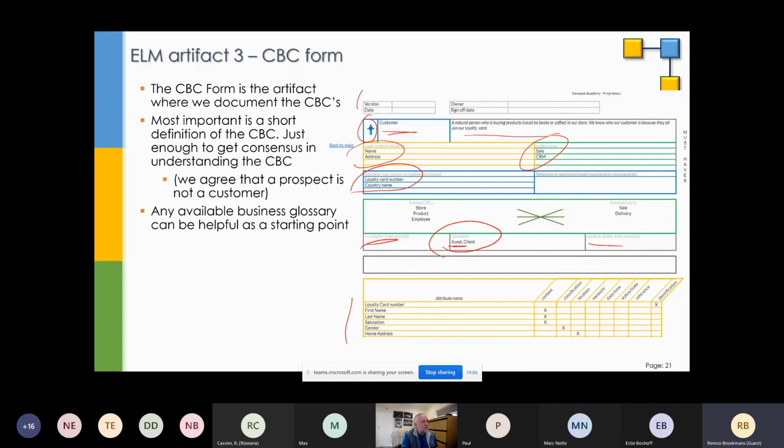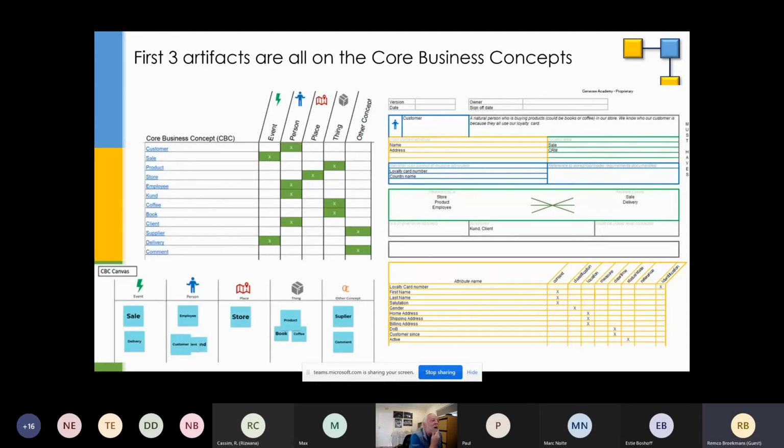Okay. So this is the CBC form. This is where we have our real documentation part, which you're going to use and store, and everybody should be able to be there. So the first three artifacts we're having, that's the overview up here, all about core business concepts. And there's always a start. Just list them down, categorize them, and here you can always see customer, Kund, client, whatever. Product, book and coffee. Apparently, that's kind of a hierarchy, just trying to put them together. And this is just my version of my CBC canvas or form where I'm writing down everything together.